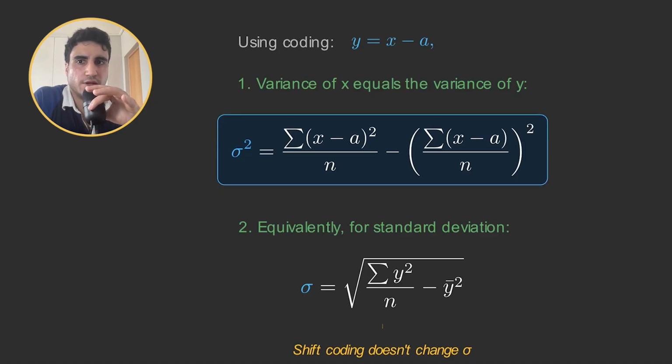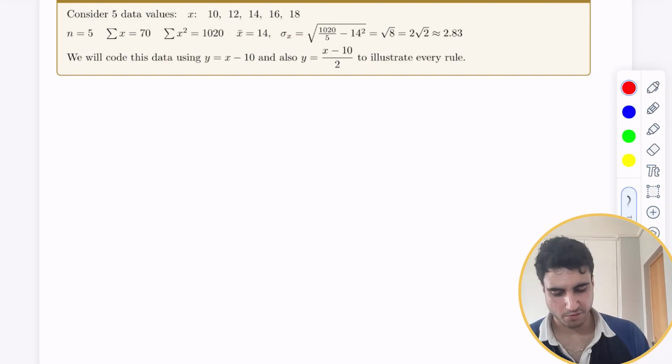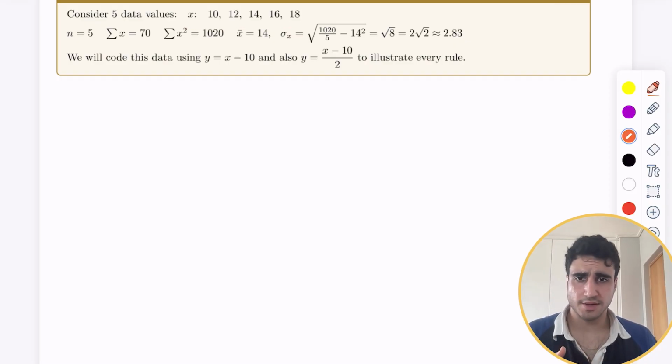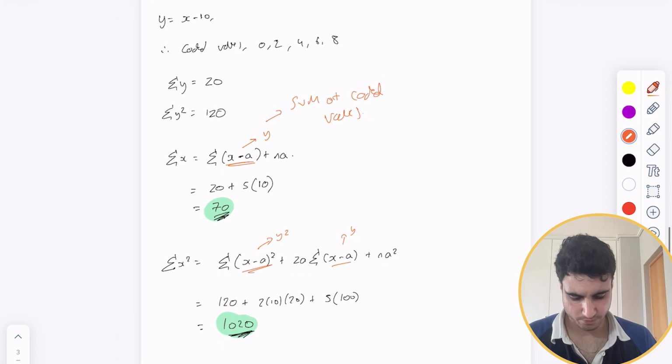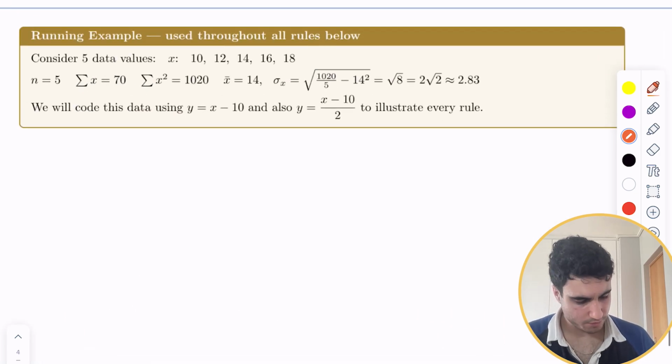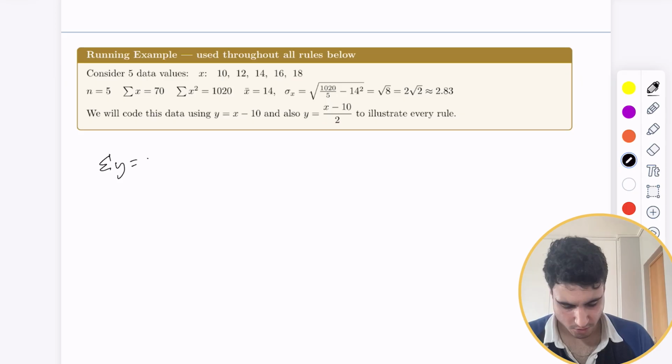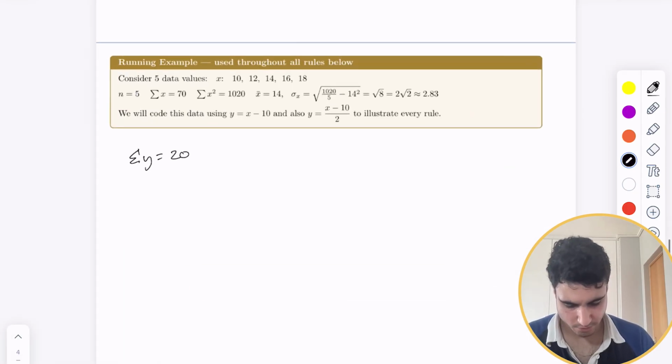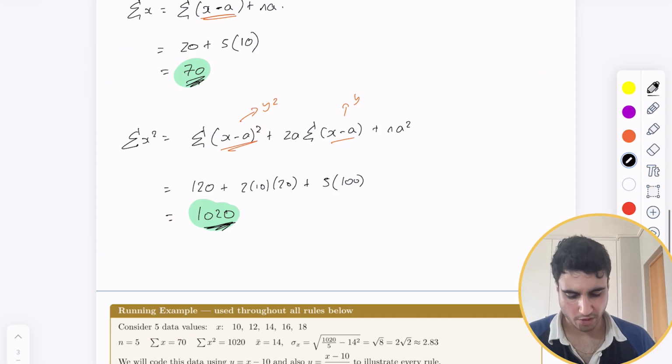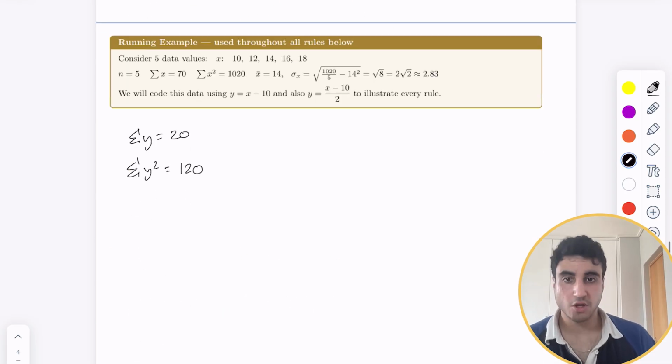So again, let's deploy an example here to see where this is going to be especially relevant. Alright guys, so same running example, 5 data values. Now, what do we know here? Using our previous example, the sum of y is 20. The sum of y squared is 120. Again, these are coded totals, 20 and 120.